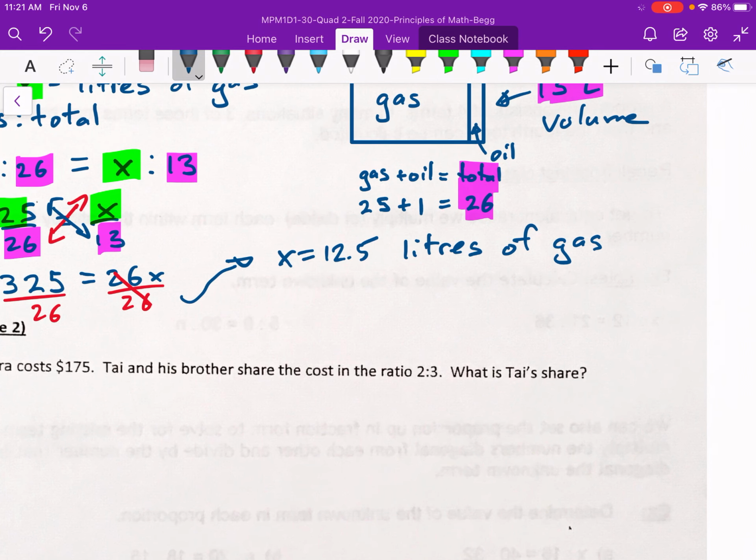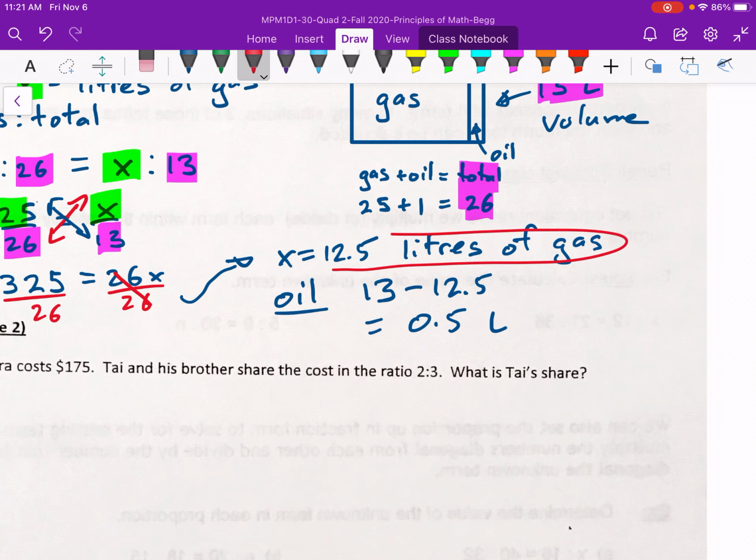And that means the oil is going to be the 13 liters total minus the 12.5, which equals half a liter, 0.5 liters. So these are my two solutions. 12.5 liters of gas and 0.5 liters of oil. I'll write it like that.